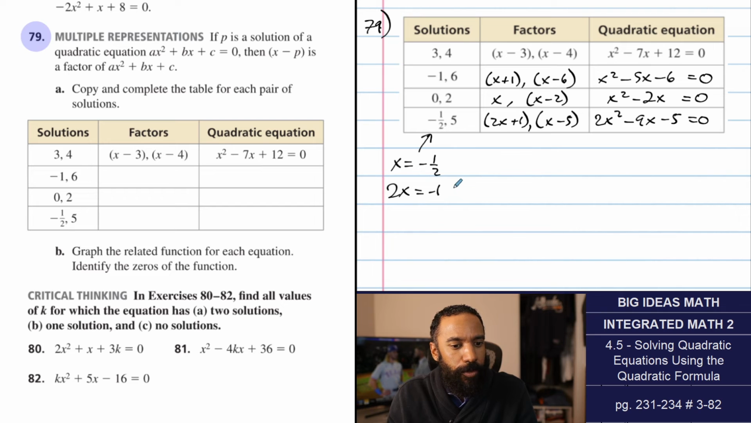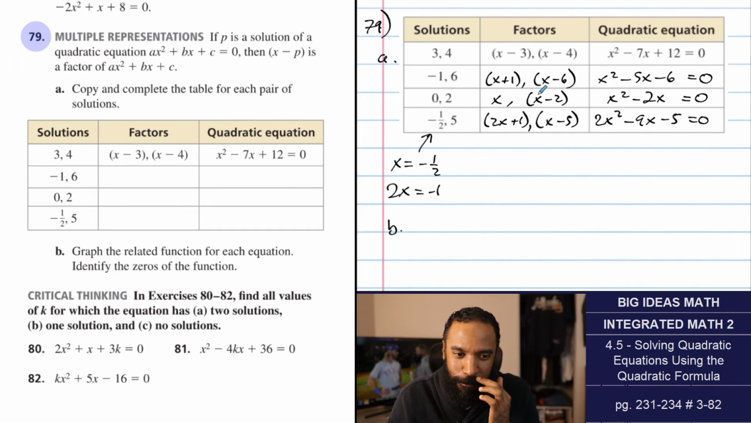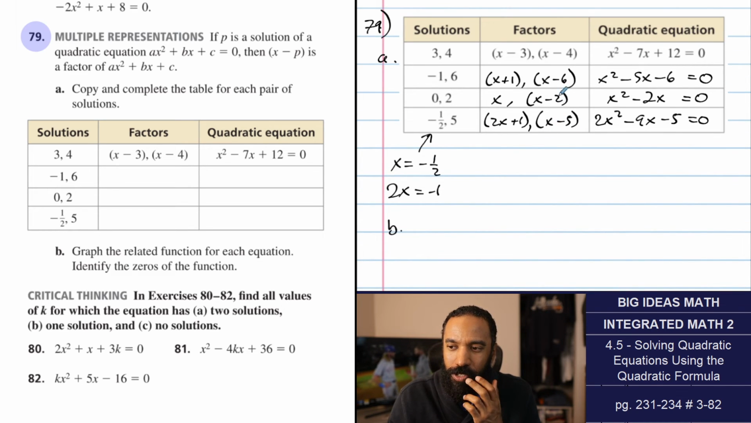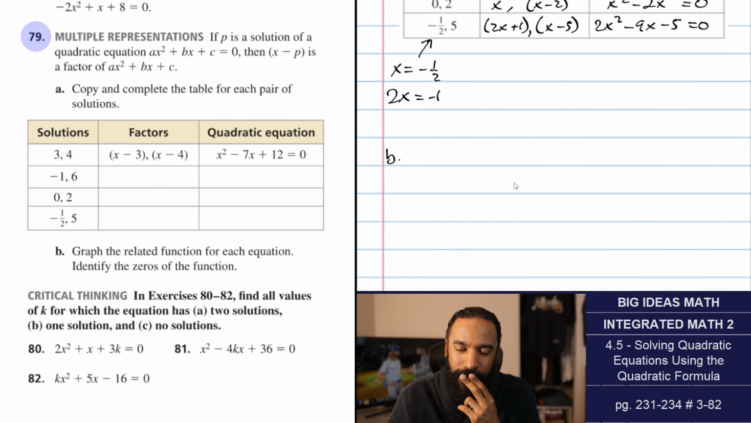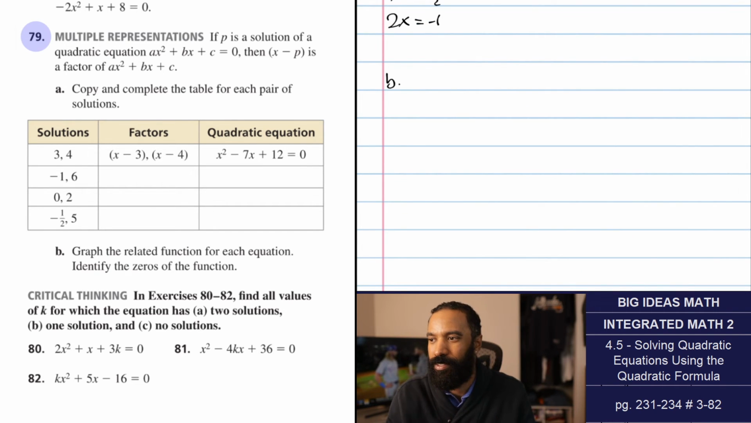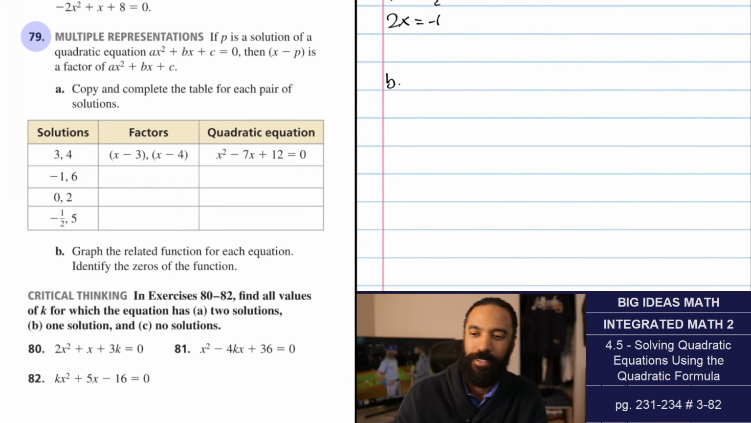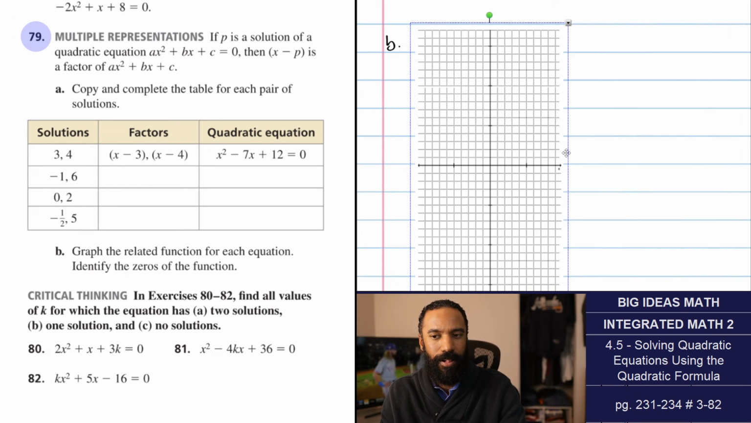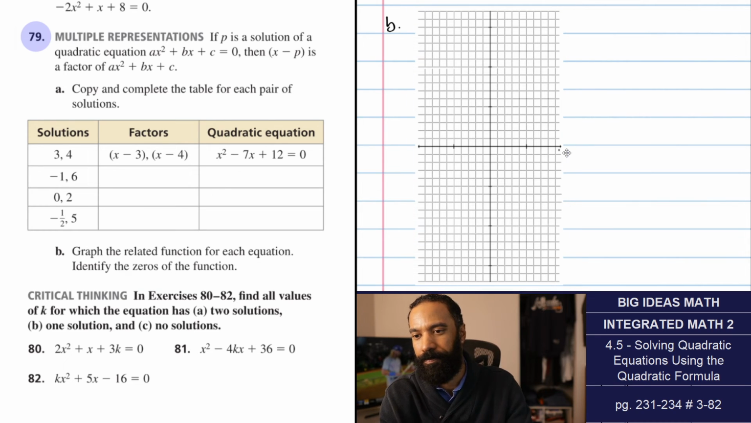Okay, part B: graph the related function for each equation, identify the zeros. I thought I was out of the woodwork. I totally missed that part B. So B, graph the related function for each equation, identify the zeros of the function. Oh my God. Okay. For each equation, all right.